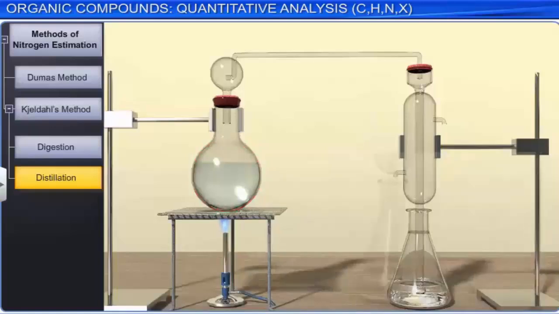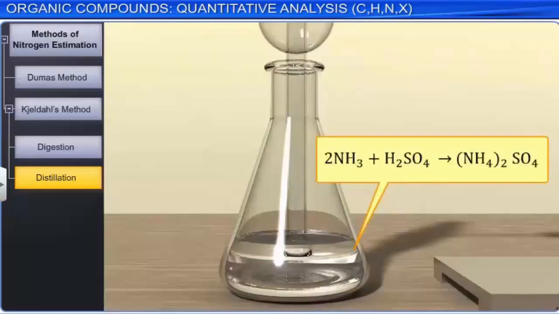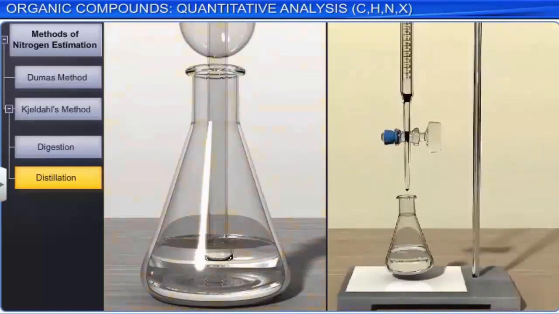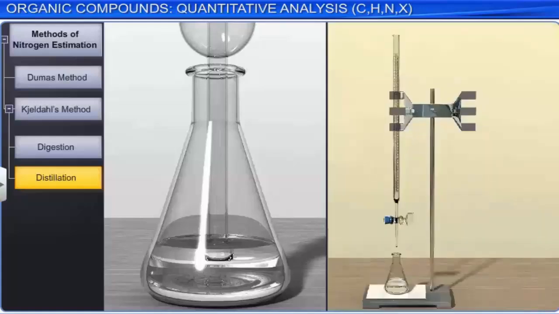The ammonia produced in this process is absorbed in a known volume of excess of standard solution of sulfuric acid. Therefore, the amount of ammonia produced can be determined by estimating the amount of sulfuric acid consumed in the reaction. It is done by estimating the unreacted sulfuric acid left after the absorption of ammonia by titrating it with standard alkali solution. The difference between the initial amount of acid taken and that left after the reaction gives the amount of acid reacted with ammonia.